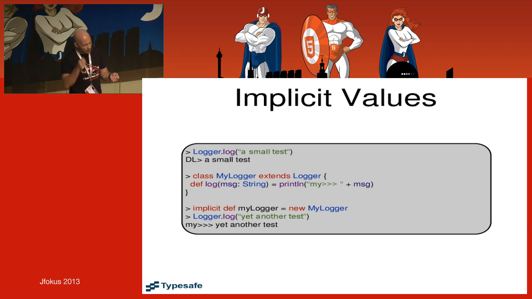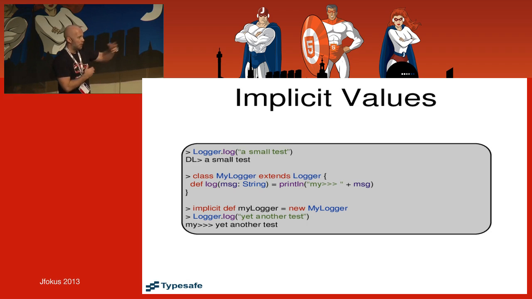So, okay, let's create a new implementation called MyLogger, and instead of DL, it's just saying "my" and printing the message. Not really fancy stuff, but it's just to prove the point here. And then in this context, we do implicit def myLogger equals new MyLogger. And this basically means that now MyLogger has overridden the implicit context. So now if we call Logger.log, it's going to print "my" instead.